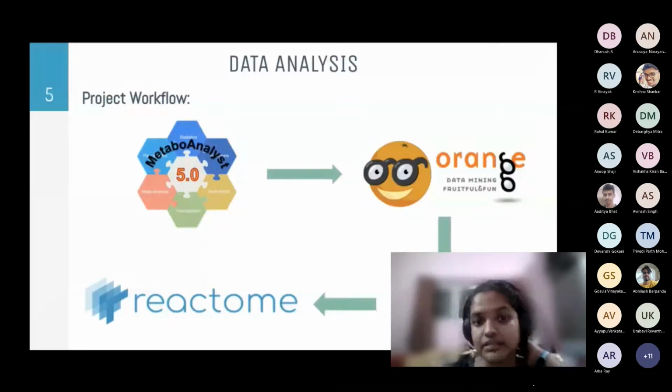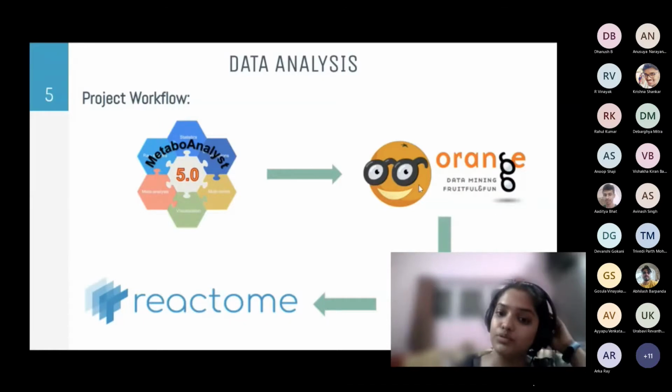For the data analysis workflow, I chose to first go through MetaboAnalyst and then use the data in Orange, and then use the most regulated proteins from MetaboAnalyst and Orange in STRING and Reactome to find some correlation or to find the right pathways, the correlation of pathways.